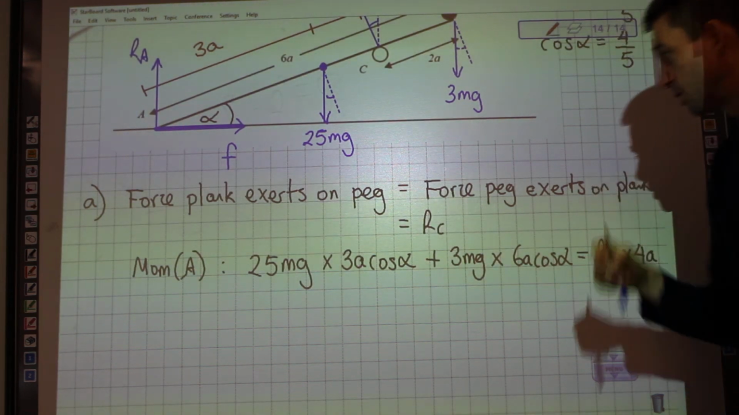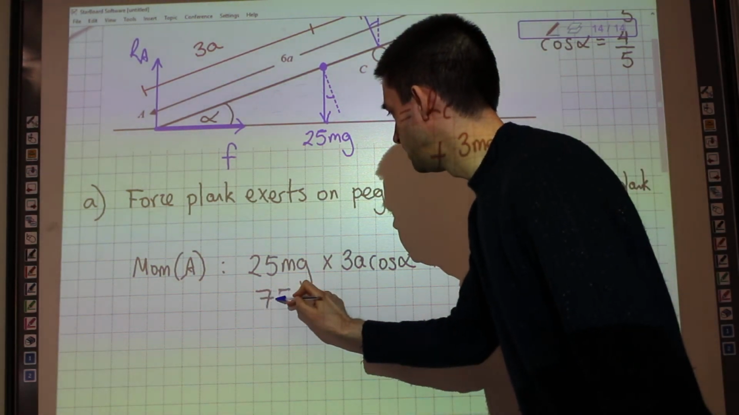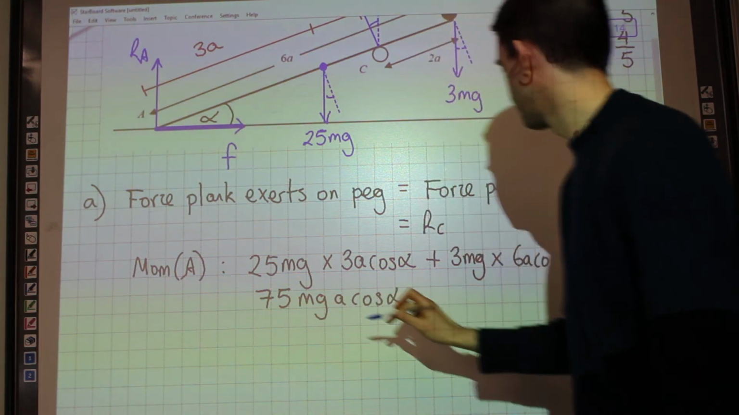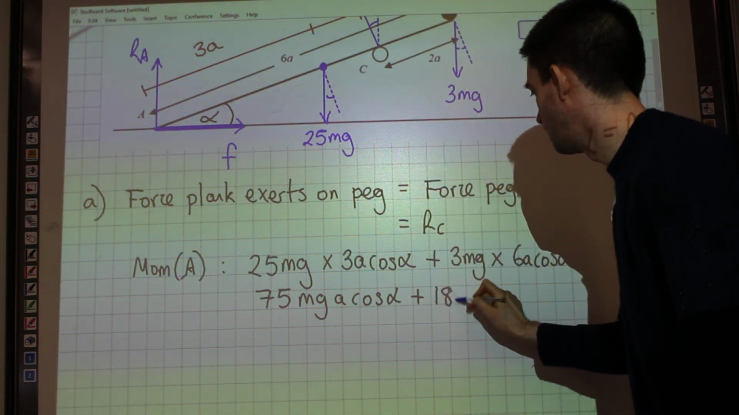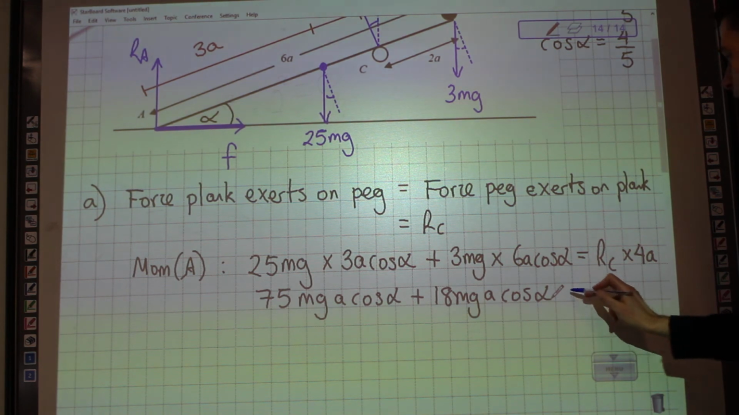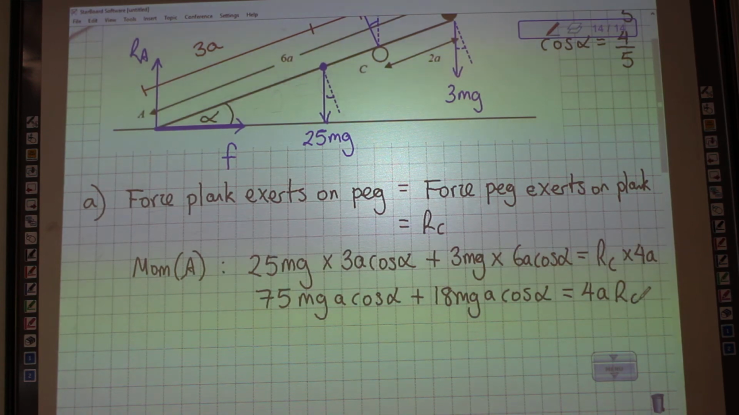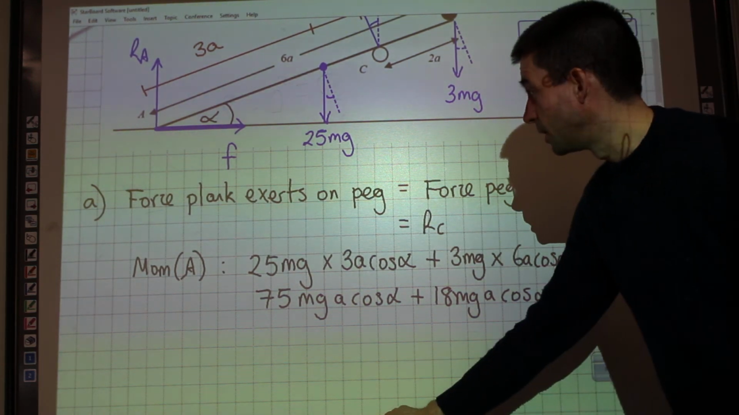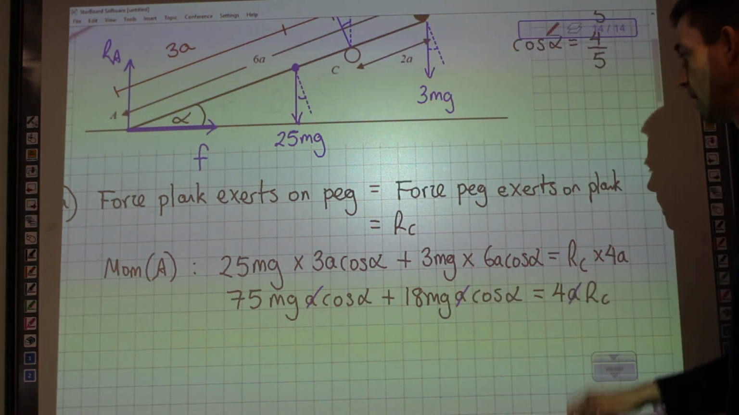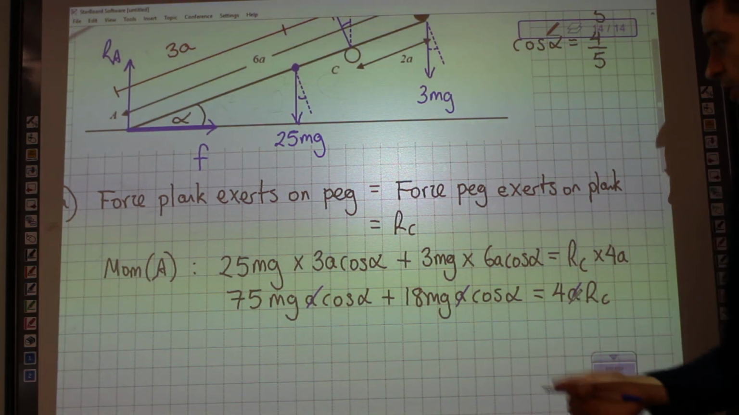So, what that allows me to do is I've actually got 75 mg a cos alpha here, and I've got 18 mg a cos alpha here, which equals 4a times by RC. So the first thing I'm going to do before I do any more calculations is I'm going to cancel all those a's. I can do that because I'm cancelling it off all of the terms.